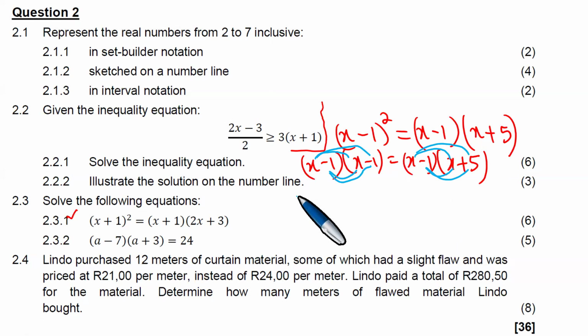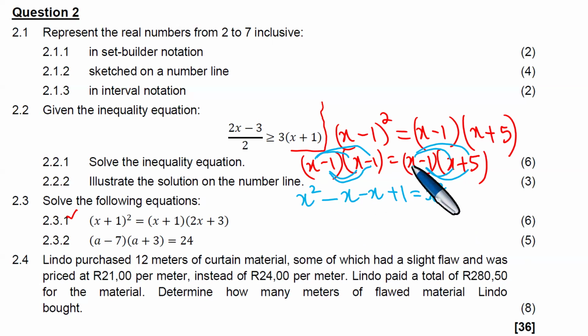What is x times x? It's x squared. Then x times minus 1 is minus 1x, which is minus x. Minus 1 times x is minus 1x, which is minus x. Negative 1 times negative 1 is positive 1.